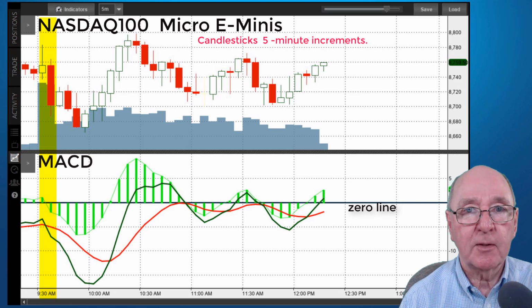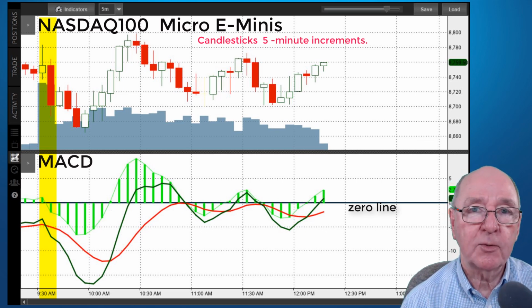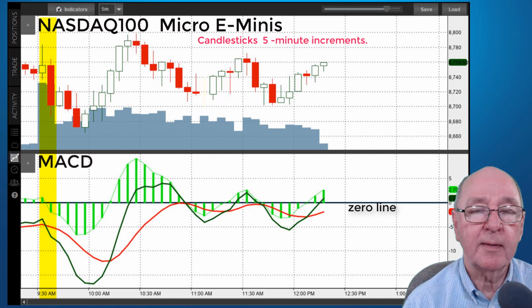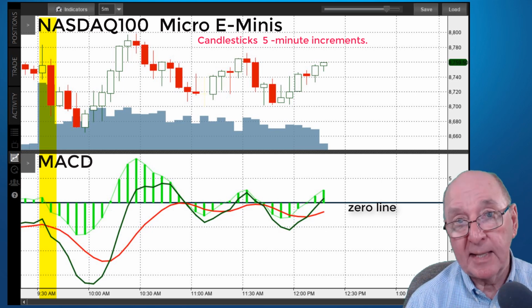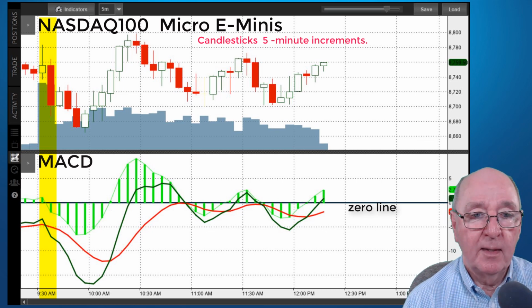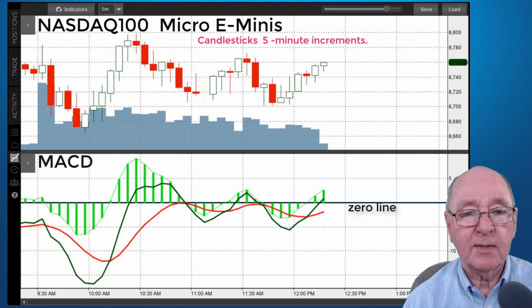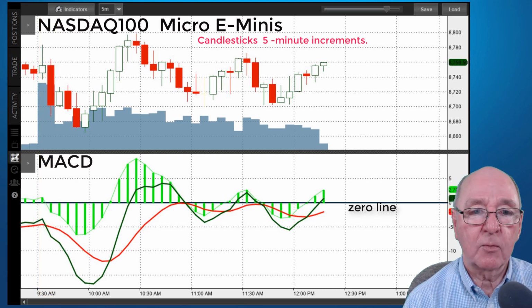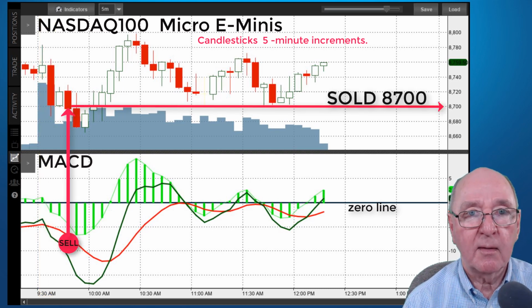And a sell signal would be both lines, red and green, below the zero line, and the green line would be below the red line, again with some momentum downward in this case. Where do you think the first signal is? It's a sell signal, and if you thought right about here, you are correct.